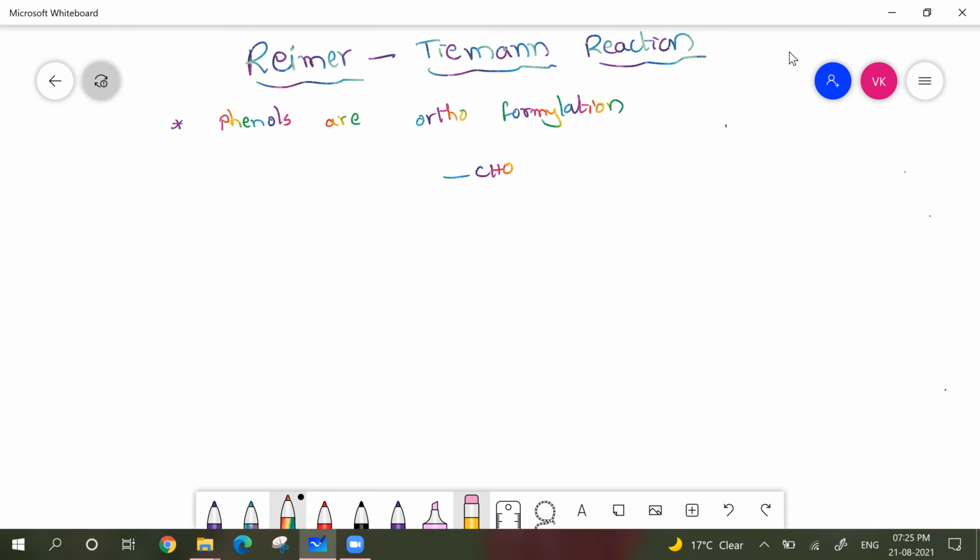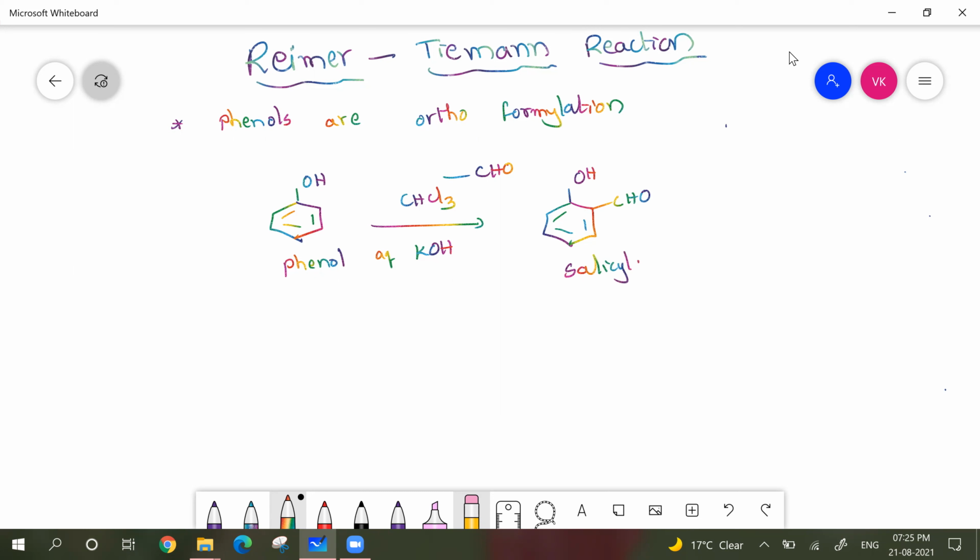So for example, if you take a simple reaction, I took phenol here. This reaction takes place in the presence of chloroform and an aqueous base, students, like potassium hydroxide or sodium hydroxide. At the ortho position, you are going to get an aldehyde substitution. That is said to be the Reimer-Tiemann reaction. So you are going to get salicylaldehyde. So this is a simple Reimer-Tiemann reaction.